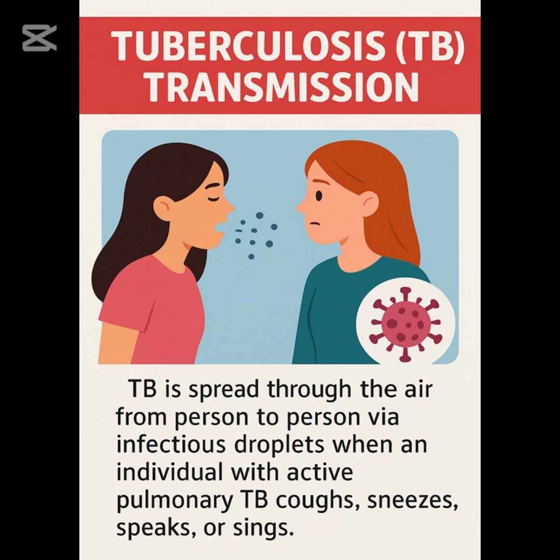Transmission. TB is transmitted through airborne particles released when a person with active pulmonary TB coughs, sneezes, laughs, or talks. Unlike the common cold or flu, TB is not spread through surface contact, sharing utensils, or physical touch. Prolonged and close contact is typically required for transmission to occur.